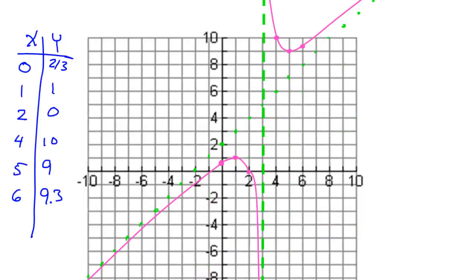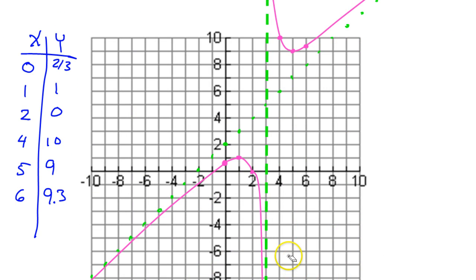Okay, so the range. The range is the y values, and we're skipping more than just one y value. Look at this entire gap we have in here. All the y values between here and here are being skipped. The function does not exist between these y values. Alright, so when we do the range, we have to do it from bottom to top.